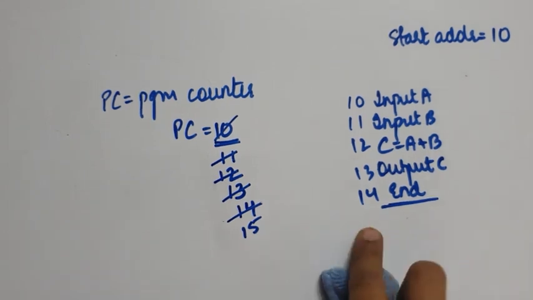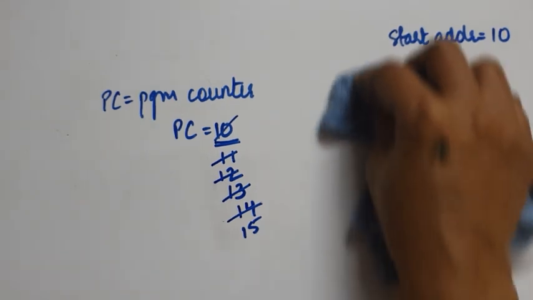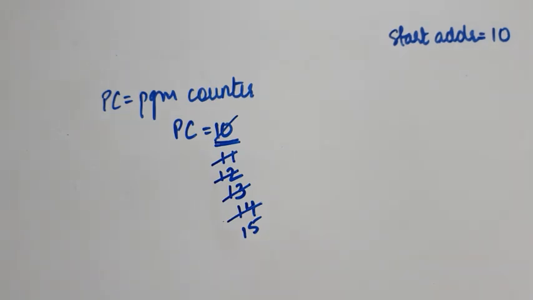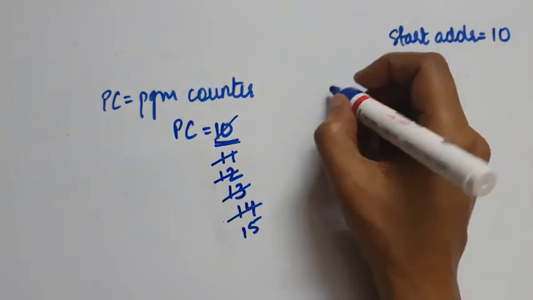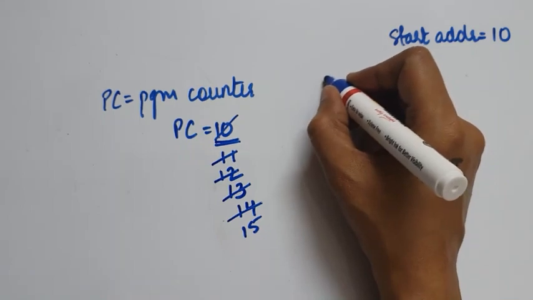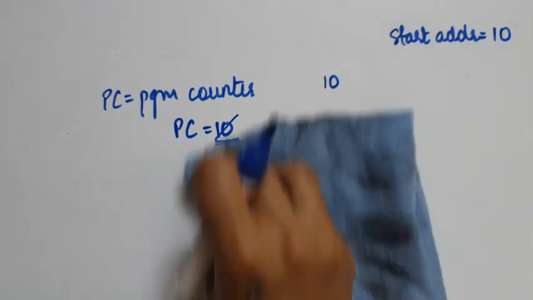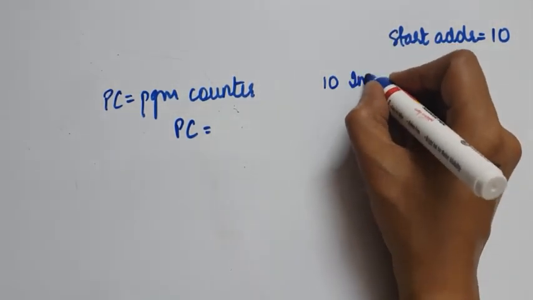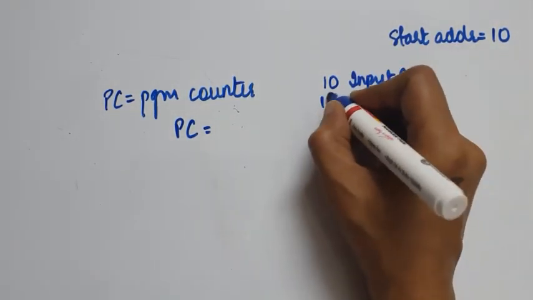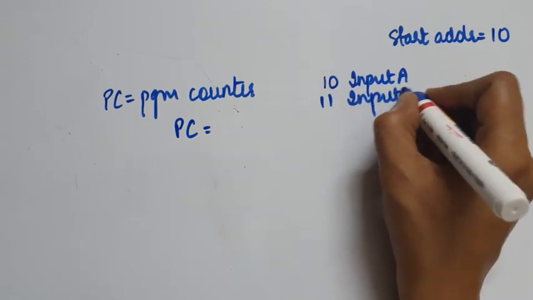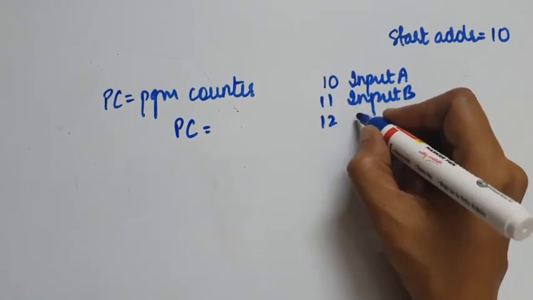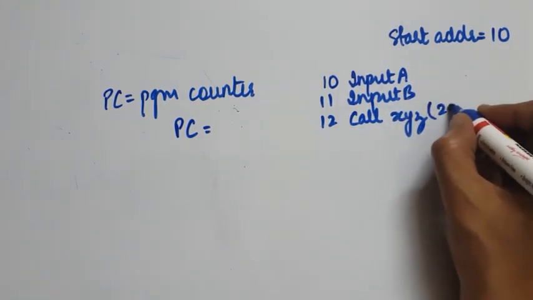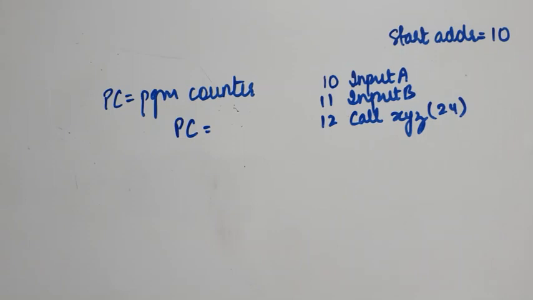Now this is a sequential program. Now let us take an example of a modular program where there is a subprogram in the main program. So let's take an example. Again, start address is 10. 10 has Input A. 11 has Input B. 12 has call XYZ. XYZ is at address 24.